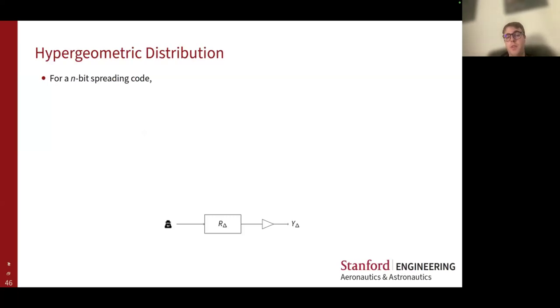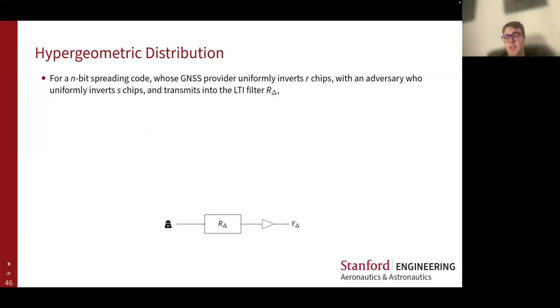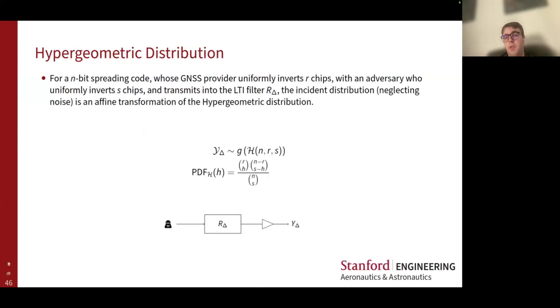So now let's compute the statistic distribution. For an n-bit spreading code where R chips are flipped by the provider, and an adversary who uniformly inverts S chips, so the adversary gets to pick S of them and transmits them to the linear filter R delta, the resultant distribution is called the hypergeometric distribution. Neglecting noise for a moment, what's nice about this combinatorial watermarking is that I can derive the distribution of the statistic. This is cool because now I can take this distribution and compute bounds.